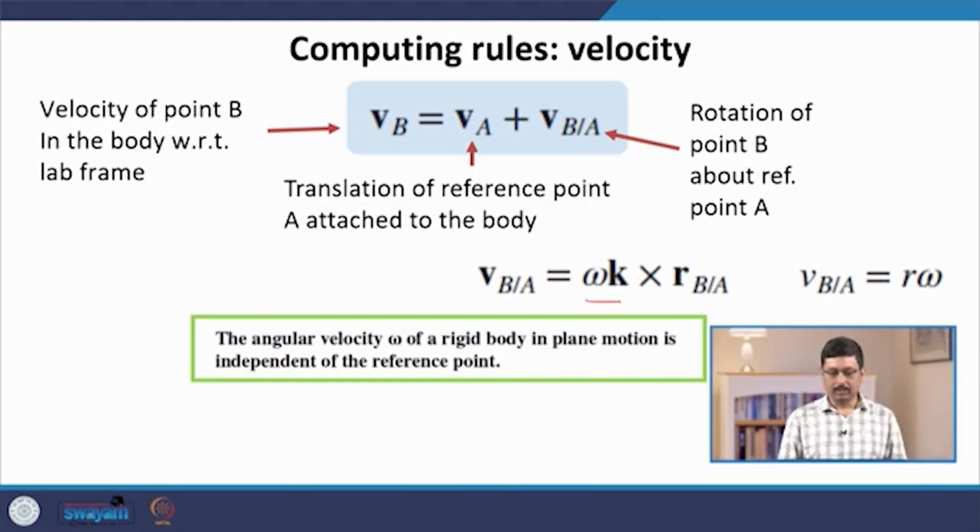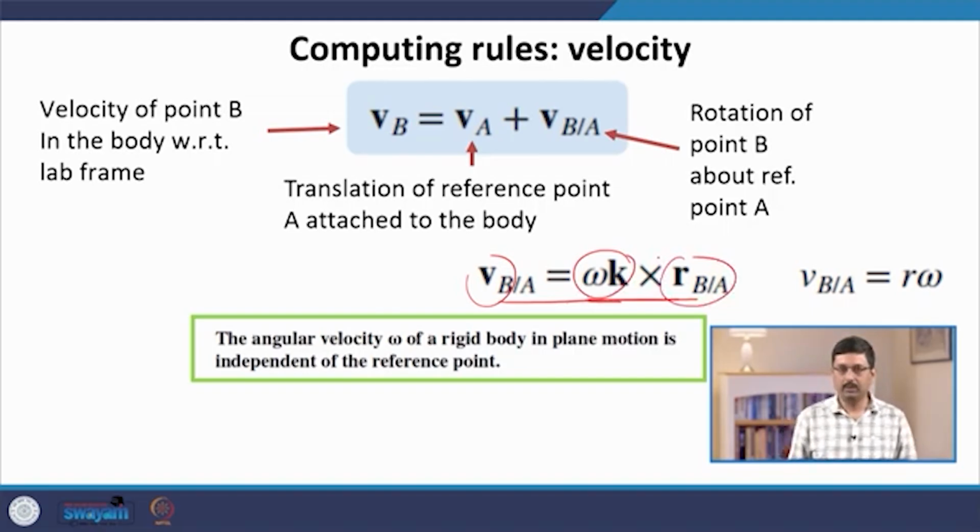Now, for the case in which we are considering a fixed axis rotation, where the axis of rotation is fixed, the velocity of the point B due to rotation about A is given simply by the angular velocity times the distance. This is from the definition of angular velocity. The angular velocity of the object is the same. So the angular velocity of a rigid body in plane motion is independent of the reference point.